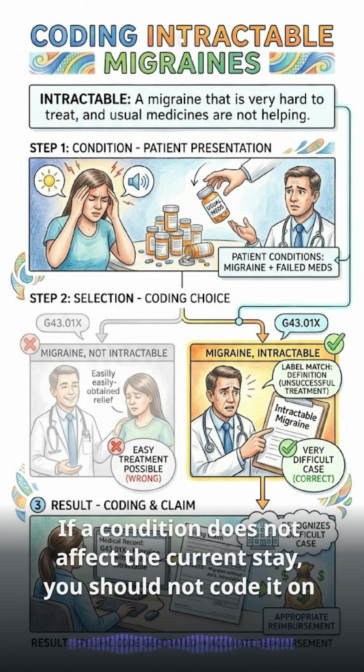Now we need to talk about present on admission indicators, which we simply call POA for short. This indicator tells the insurance if the patient already had the problem before they walked into the hospital. If they caught an infection while staying in the hospital, the POA indicator will show a different letter. Hospitals do not get paid extra for hospital-acquired conditions, so getting the POA right is super important.